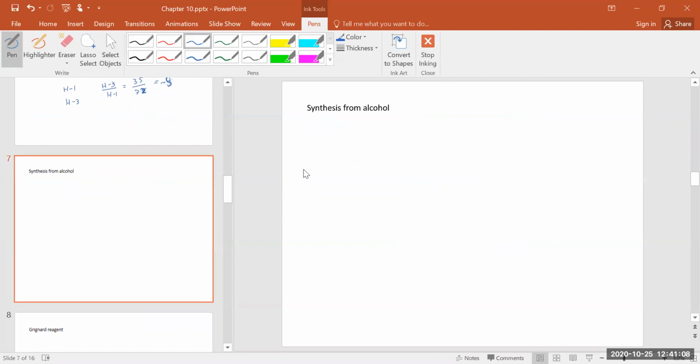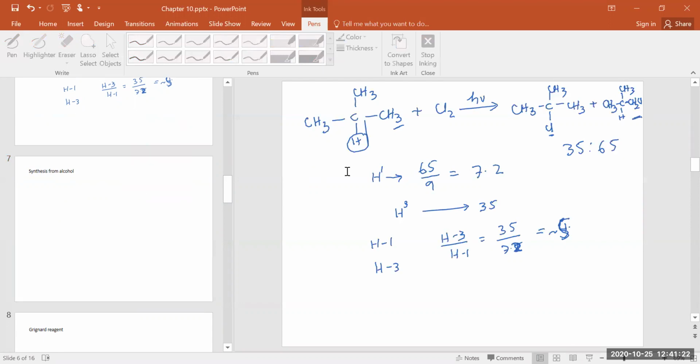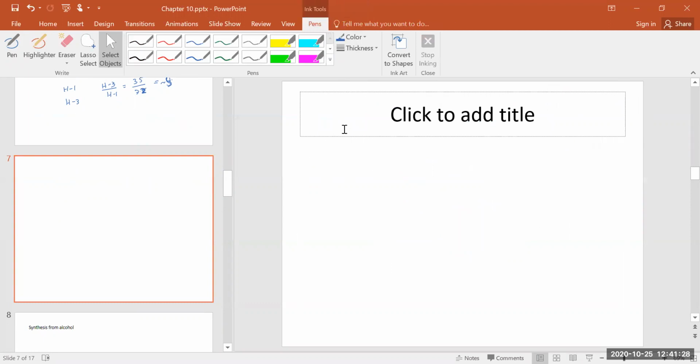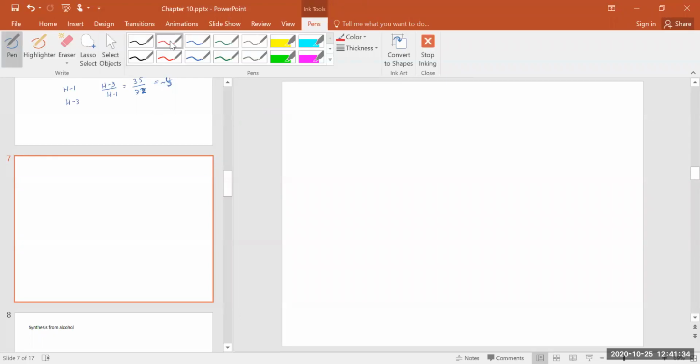Okay, then comes another topic, the synthesis of alkyl halides from alcohol. That is the free radical, and now synthesis from alcohol. So before moving to synthesis from alcohol, let's talk about another method. Okay, so if you have allyl or benzyl like hydrogens in a compound.